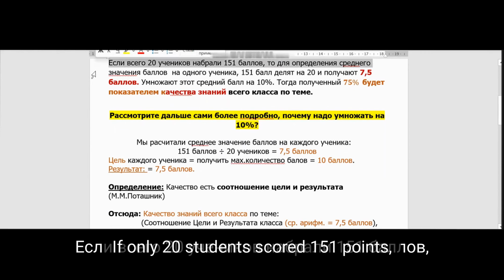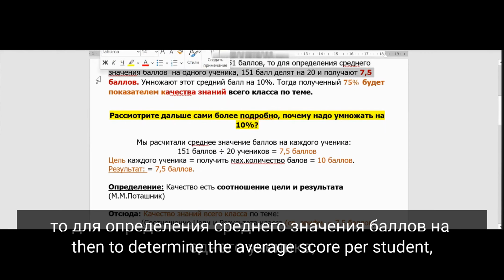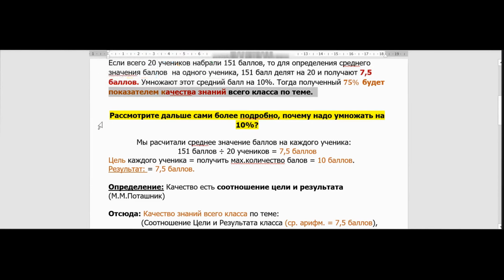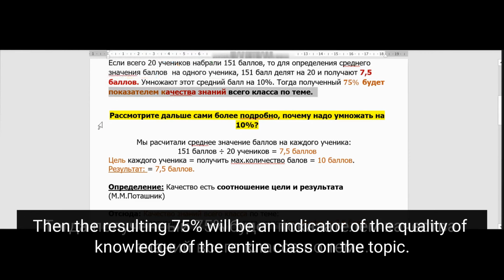If only 20 students scored 151 points, then to determine the average score per student, 151 divided by 20 gets 7.5 points. Multiply this by 10%. Then the resulting 75% will be an indicator of the quality of knowledge of the entire class on the topic.